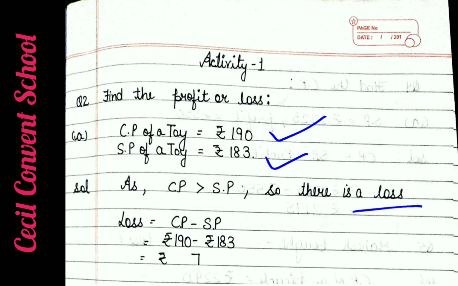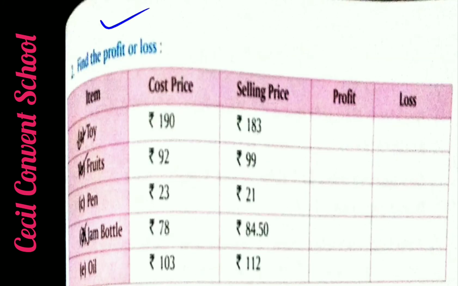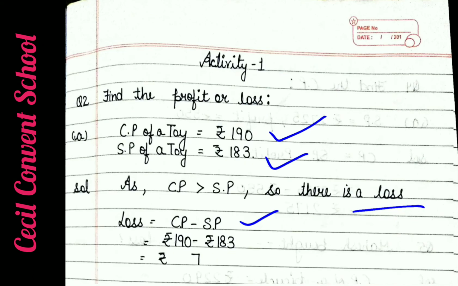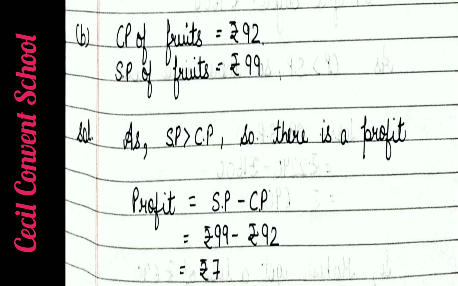So what is the formula of loss? In loss means CP is bigger. So CP minus SP, you minus it, answer comes rupees 7. Clear? Similarly student, we do B part. Now the cost price of fruits and selling price of fruits are given. Clear? So see, cost price of a fruit is rupees 92, selling price of a fruit is rupees 99.